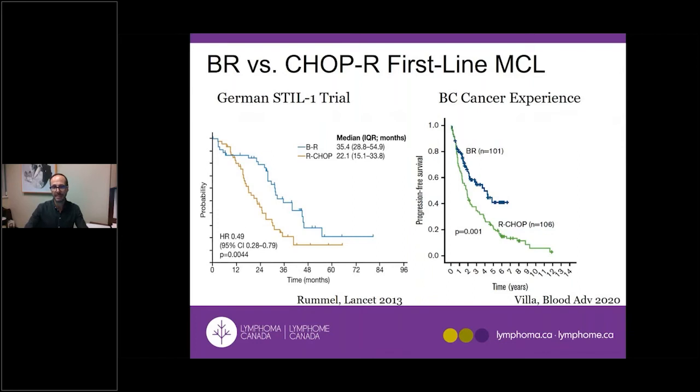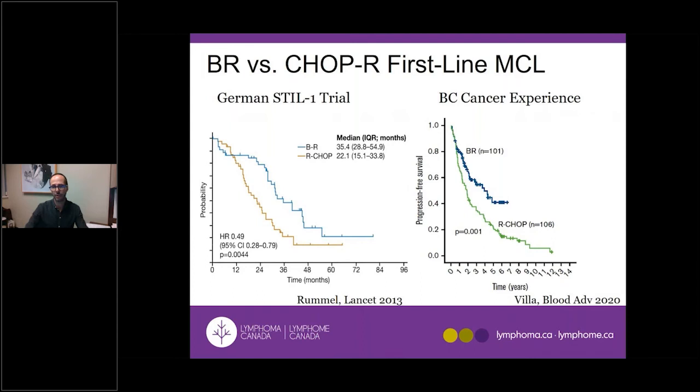We looked at this in the BC Cancer experience. In BC, we've been using bendamustine and rituximab since 2013. We've actually been using maintenance as well in these patients. So you can see how our patients are doing better with BR than when we used to treat them with R-CHOP. So that makes us feel better. But again, even if you look at a median progression-free survival, you're looking at something along the lines of 4 years. So not that different from the 3 years that was seen in the trial.